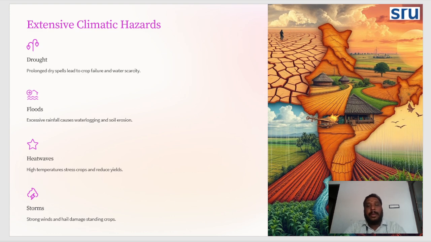We don't limit this topic to only these four, but these are some examples of the extensive climatic hazards faced in rain-fed agriculture areas. So drought, floods, heat waves, and storms are some of the important climatic hazards that are more common in the rain-fed agriculture areas.